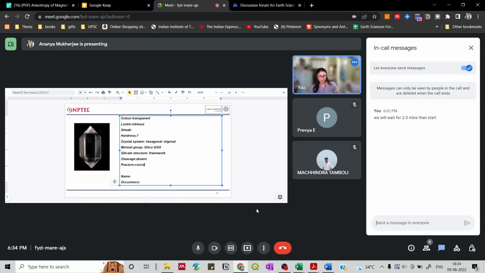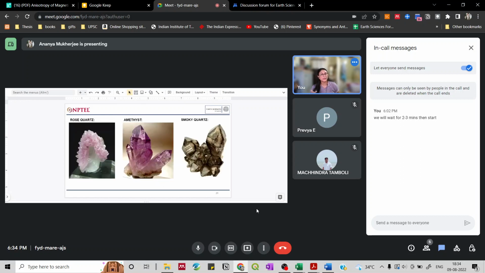So we have conchoidal fracture. Okay, so this is a very commonly found mineral, that is quartz. Okay, and this is one mineral which occurs in all types of rocks, like igneous, sedimentary, metamorphic. Okay, now we know that this quartz is transparent in color. This quartz is also called rock crystal.